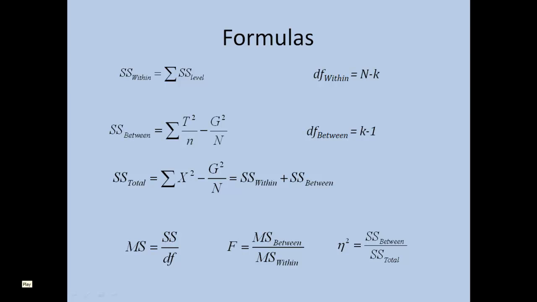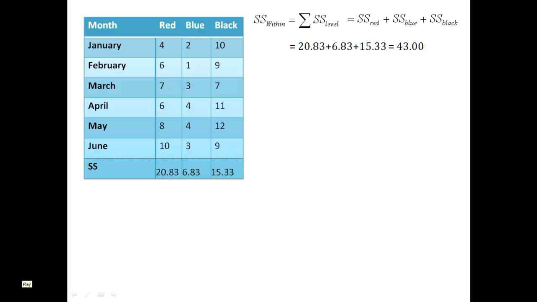Let's go back and look at the list of formulas, and you can see that we've calculated sum of squares within, and now we're going to go ahead and calculate the sum of squares between. So the sum of squares between equals sigma, sum, of T squared over n minus G squared over N. And I know that you don't know what T and G stand for, and I am going to explain it to you. So T is the total of all the scores for each level, and G is the total of all the scores in your entire data set.